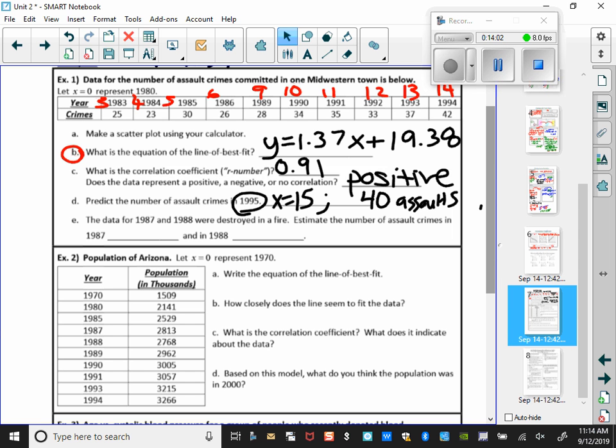Listen up really quickly. I know we're towards the end of class, but one last important thing. If you were given a y value, so let's say instead you were predicting the year that 50 assaults occurred, how would that probably be different? I would substitute it for the y and I would have to solve for x. That's it.